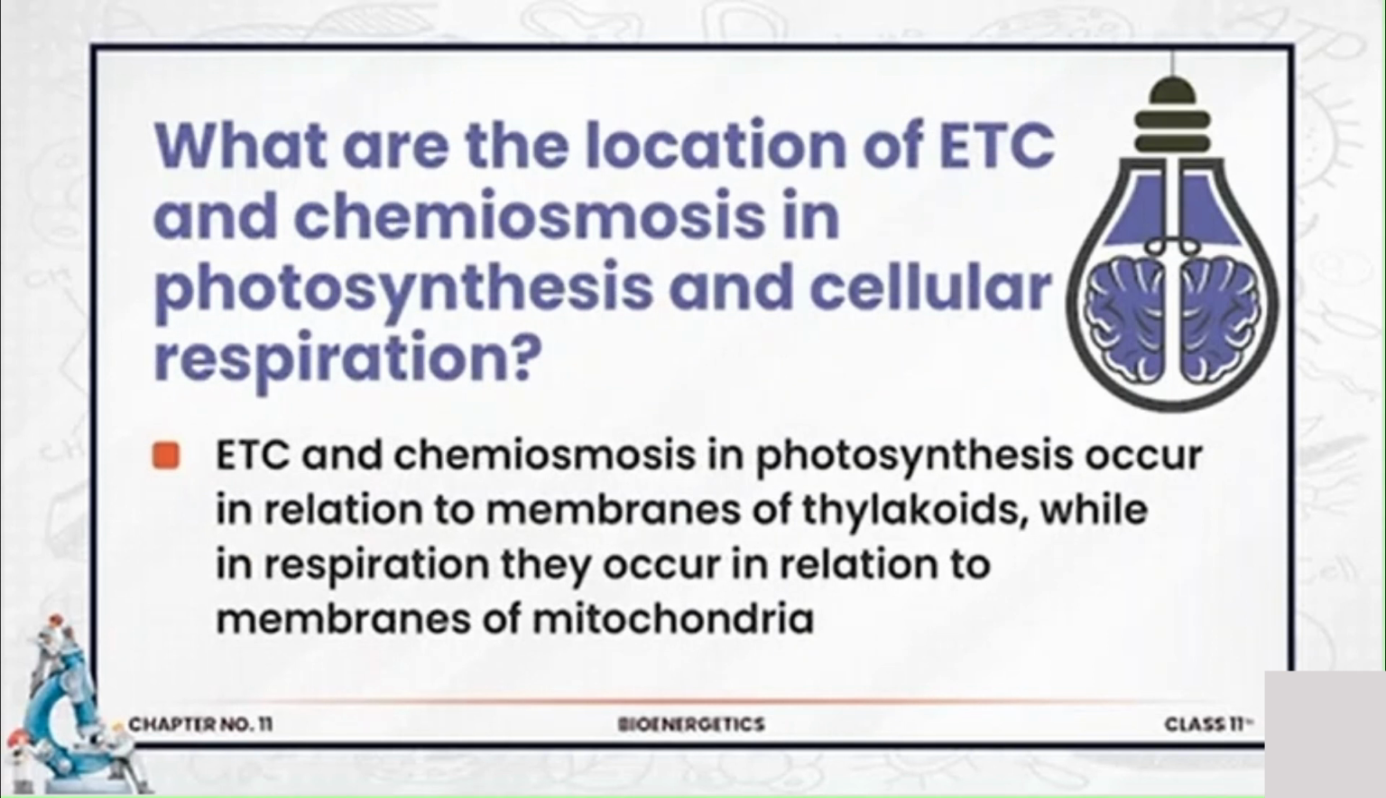What is the location of electron transport chain and chemiosmosis in photosynthesis and in cellular respiration? तो electron transport chain and chemiosmosis in photosynthesis कहाँ पर होती है dear students? In the thylakoid membrane, inner membrane of the thylakoid membrane. ठीक है, जो thylakoid तो thylakoid कहाँ पर है? क्लोरोप्लास्ट में. और cellular respiration में माइटोकॉन्ड्रिया की inner membrane वहाँ पर electron transport chain मौजूद है.